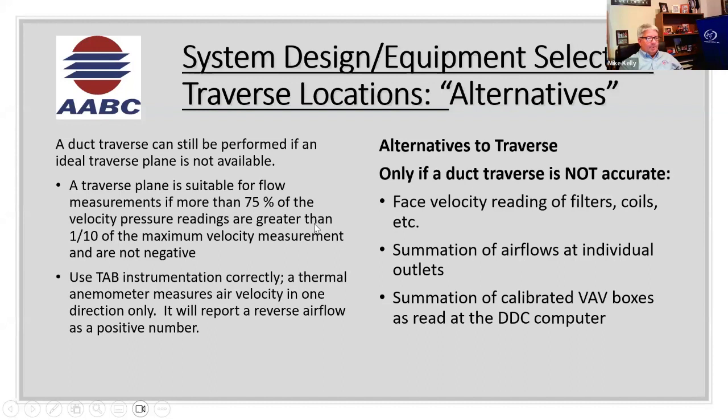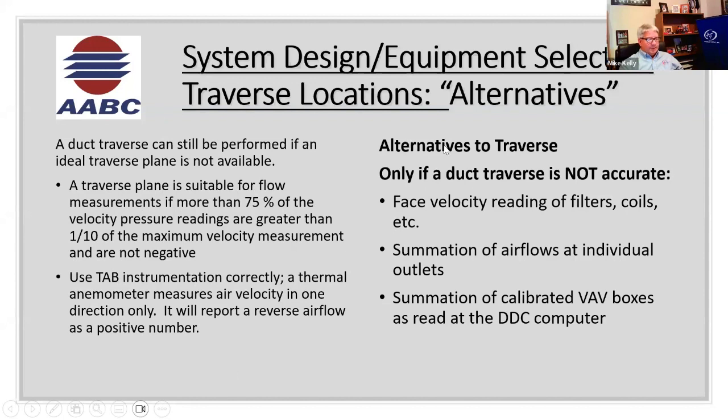Next, system design equipment selects traverse locations. This on the left-hand side kind of shows you a plane suitable for flow measurements: 75% of the velocity pressure readings are greater than 1/10 the maximum. This is all for testing and balancing, but it shows what our criterion is when we measure, what we should be looking for, what's a good traverse and what's a bad traverse.